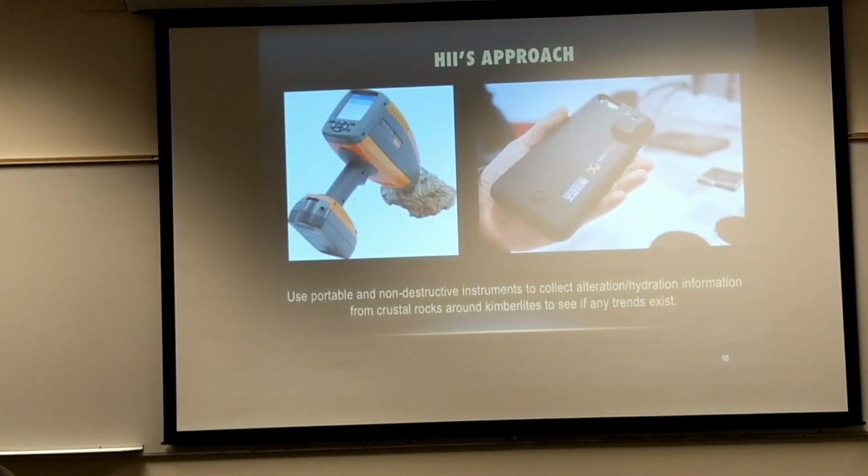So our approach is that we're using portable and non-destructive instruments to collect hydration and alteration information from crustal rocks around Kimberlites to see if there's any trends. This is the instrument Halo, so these are commonly available.